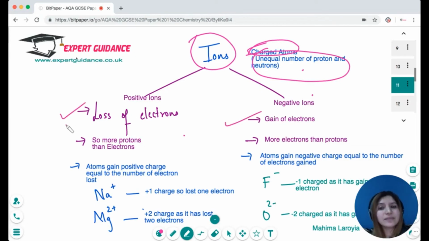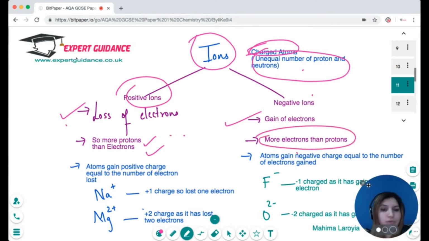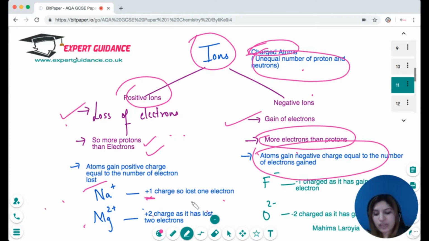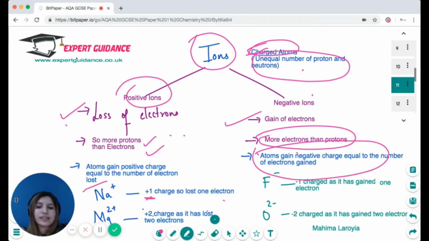If any atom loses an electron, it will have more protons than electrons, therefore it will get the positive charge. And if any element gains an electron, it means it will have more electrons than the protons. An atom that gains an electron will get the negative charge. Okay, now how do you decide the charge? The charge depends on how many electrons are gained or lost. So if sodium has lost one electron, it will get a +1 charge. If magnesium loses 2 electrons, it will get a +2 charge. In a similar way, if fluorine gains 1 electron, it becomes -1 charge. And if oxygen gains 2 electrons, it will become -2 charge.